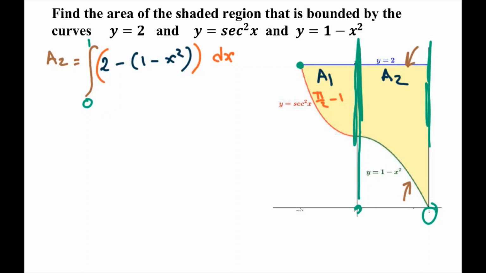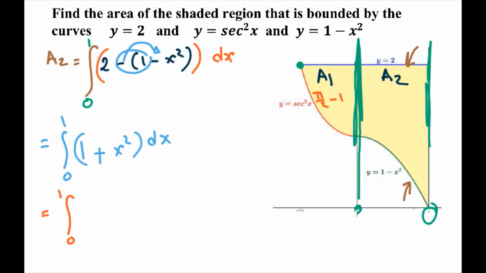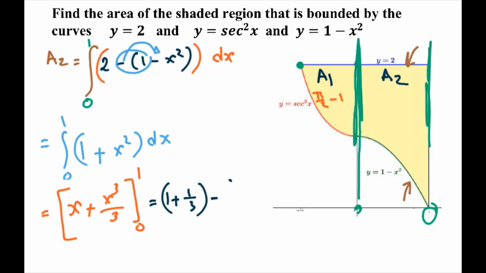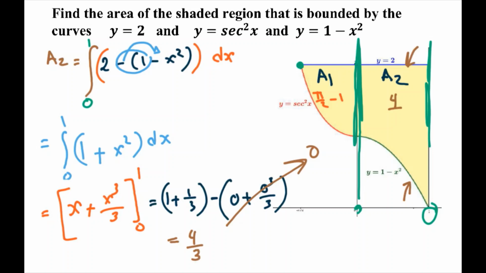And now we can first simplify. It will be 2 minus 1, which is 1. Okay, and then the negative will go here. It's a plus x squared dx. We can right away integrate. That's going to be x plus x cubed over 3 from 0 to 1. And again, we are going to start from 1. 1 cubed is 1, minus, and now 0 plus 0 cubed over 3. This part is already 0. 1 plus 1/3 is 4 over 3. So this one here is 4 over 3.